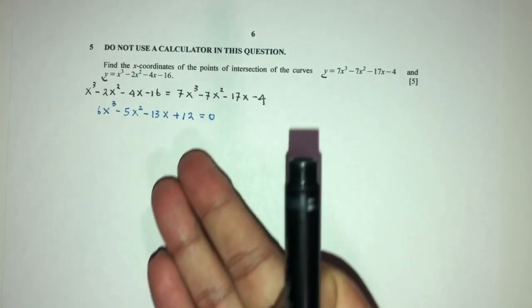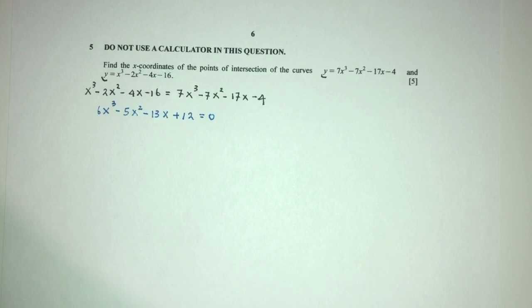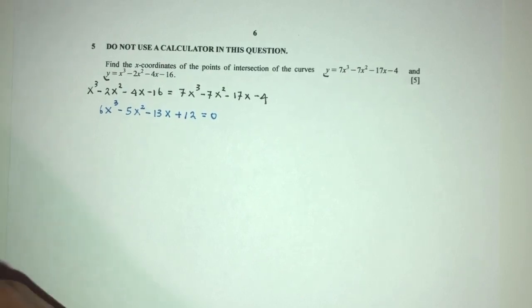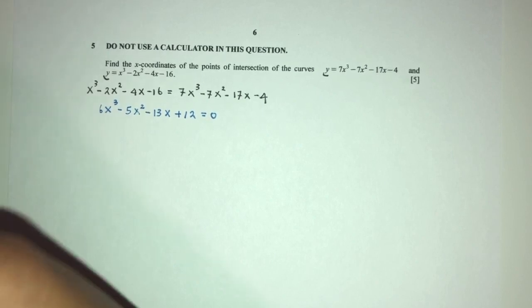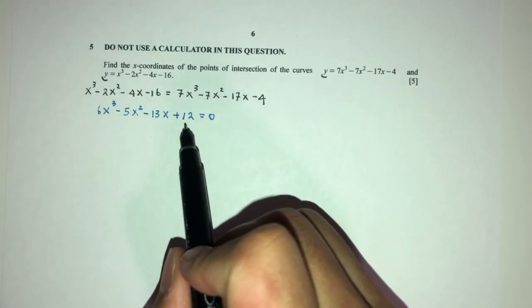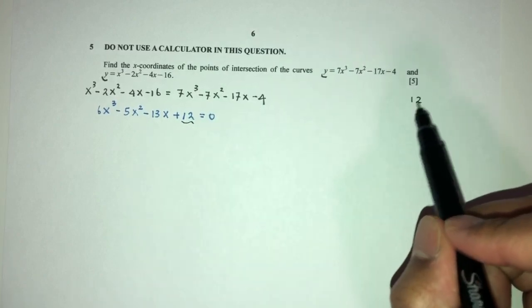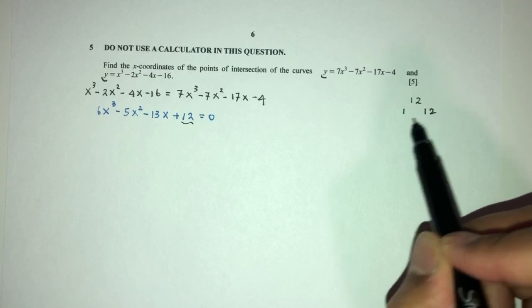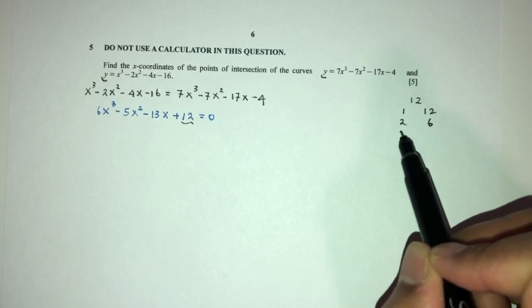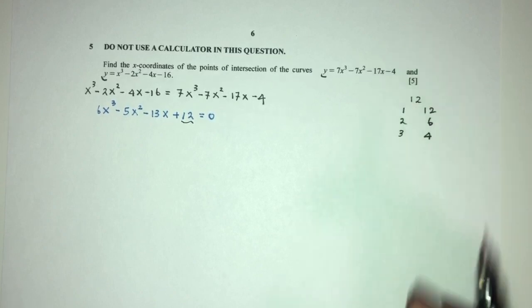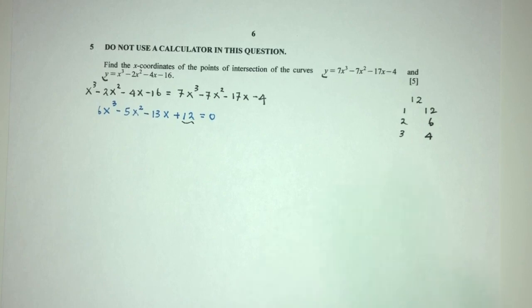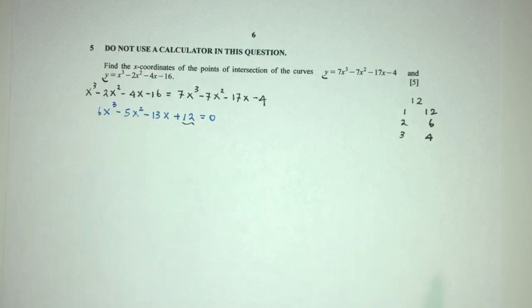Now, how would you solve this for the values of x, a cubic equation? So of course, first step first, we have to find the factors of this equation by trial. For example, I will always start by looking at the back. So I would say 12 is what? 12 is 1 times 12, 2 times 6, or 3 times 4. So I can try one by one to see which one will give me 0.